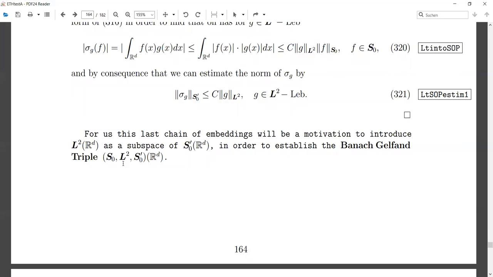Actually, we even know that there's an embedding from S0 into S0 prime, so it's weak star dense. And we could also prove that S0 is a dense subspace here. So it's not density of L2 in the norm sense, but we have density in the big space, it's density in the weak star sense.